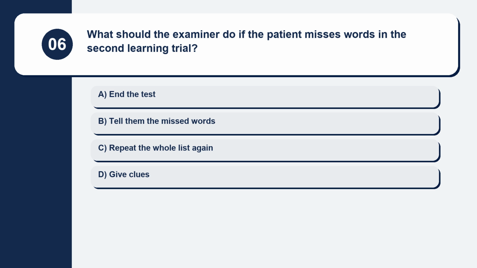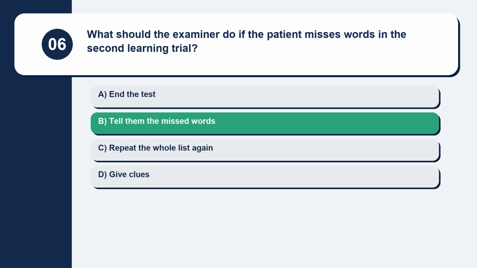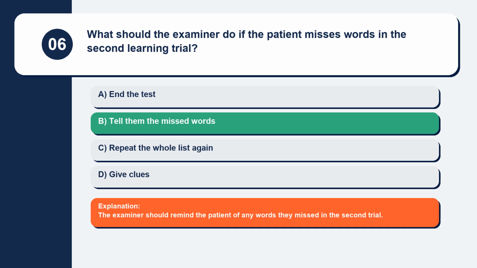Question 6. What should the examiner do if the patient misses words in the second learning trial? End the test. Tell them the missed words. Repeat the whole list again. Give clues. The examiner should remind the patient of any words they missed in the second trial.